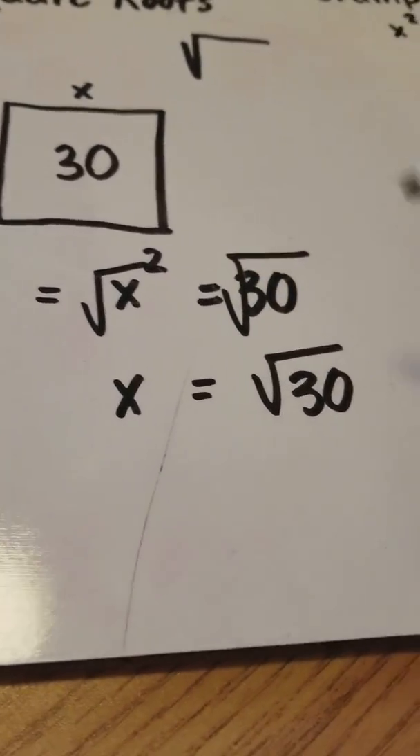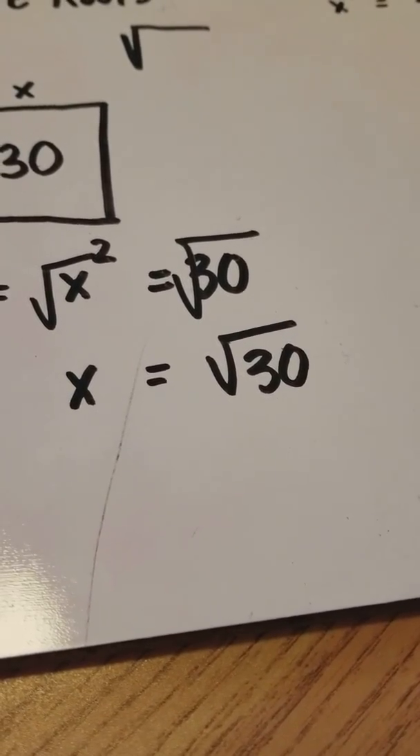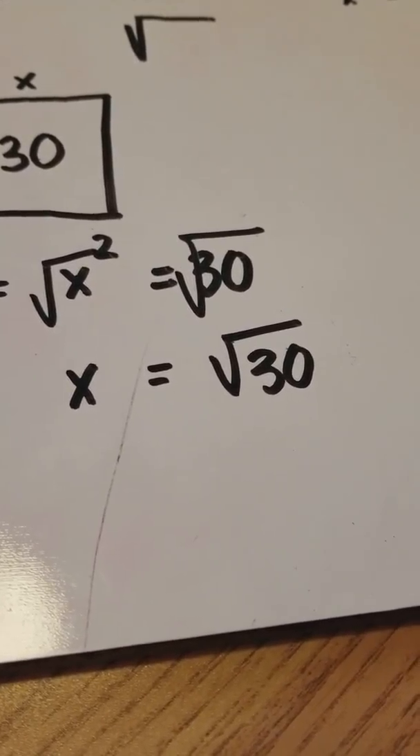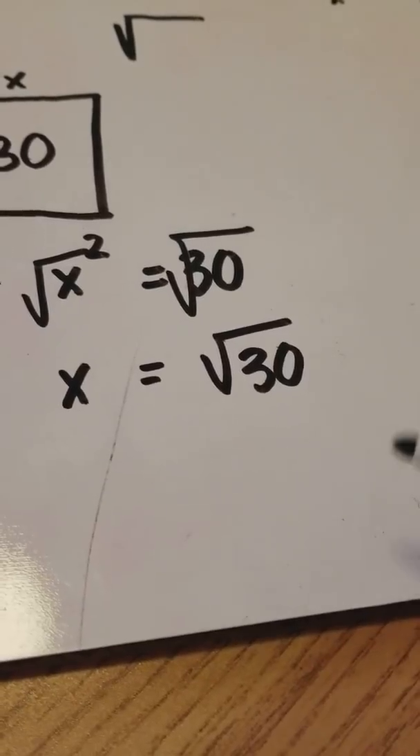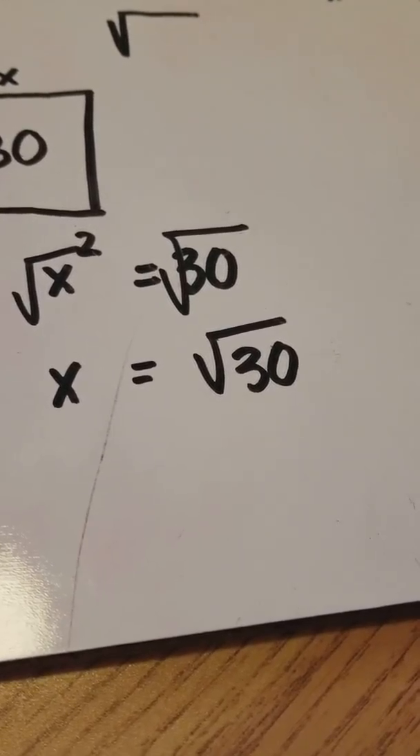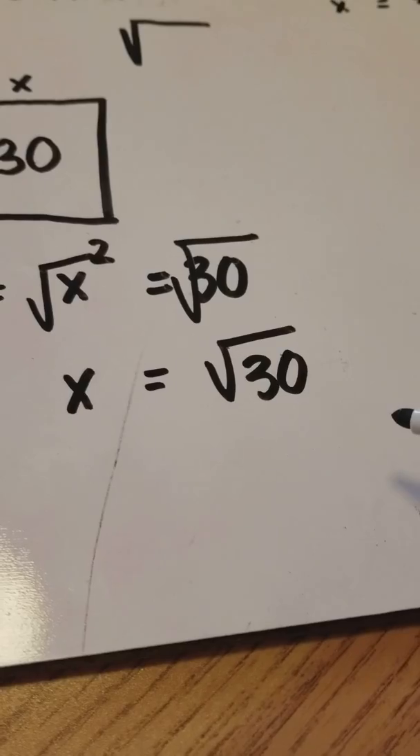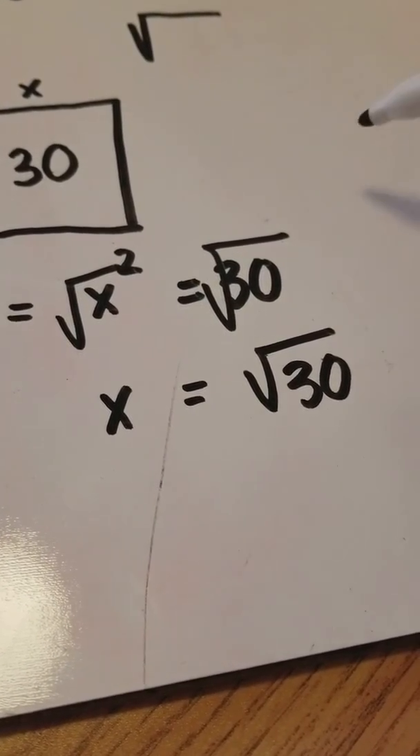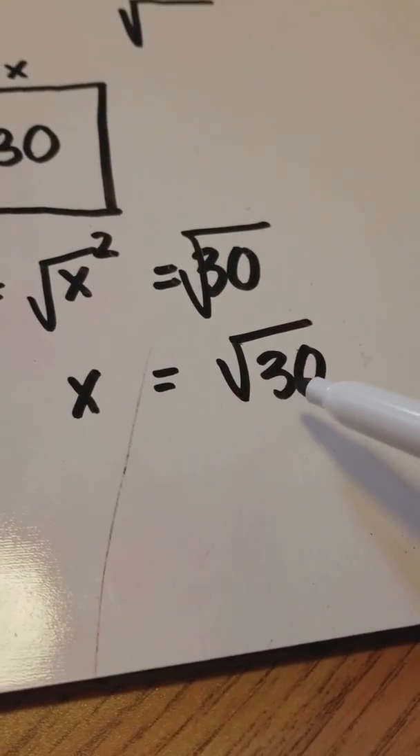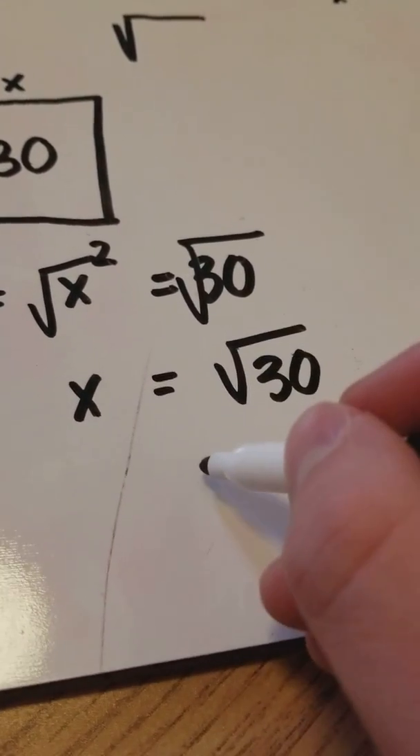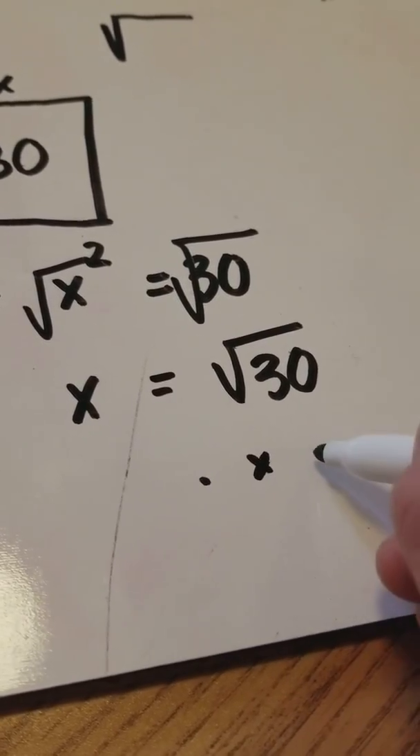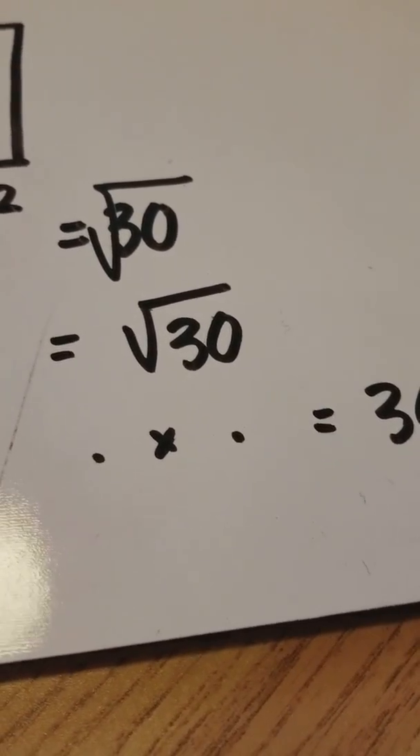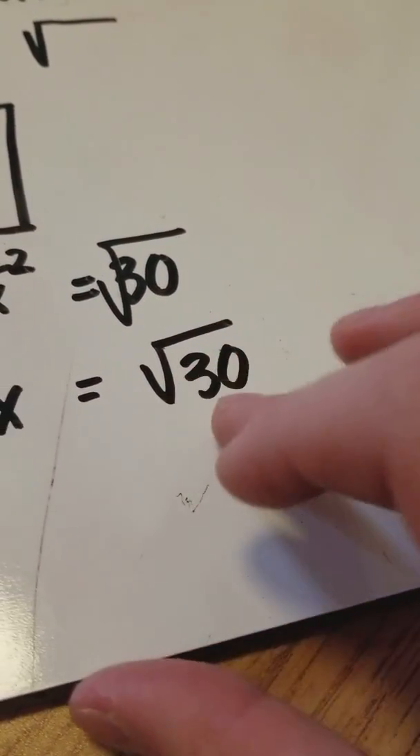So I know the side length equals the square root of 30, but I really don't know how long that is exactly. It's not a perfect square, which means I would get a regular integer like 25. If my area is 25, I know that each side length would be 5, because 5 times 5 equals 25. So to find out what the square root is, I have to think of something times something will get me that 30. Okay? Something times something will get me 30.